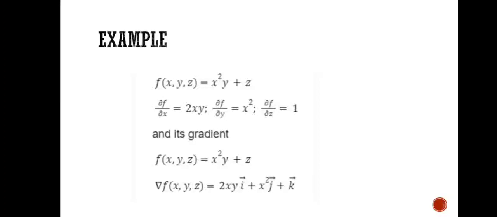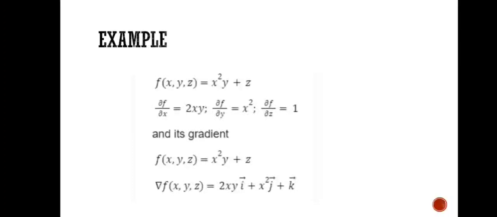Example: x square y plus z. To solve it, we get del f by del x is 2xy, del f by del y is x square, del f by del z is 1. The answer comes out to be 2xy i vector, x square j vector, plus k vector.